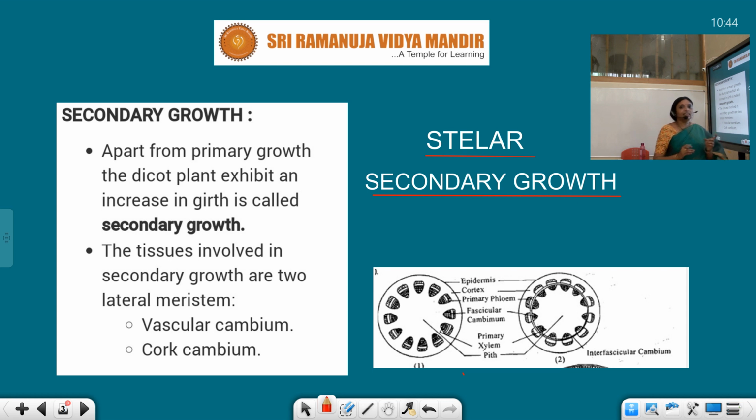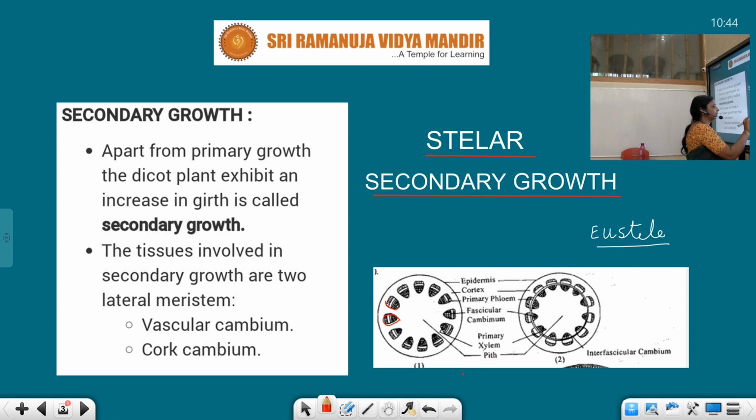But if we see the arrangement of vascular bundles in the dicot stem, it is ring-like. All the vascular bundles are arranged in a ring and it is known as eustele type. So we have seen the eustele type of arrangement. This is the eustele. Here we can observe all the vascular bundles, these are vascular bundles.